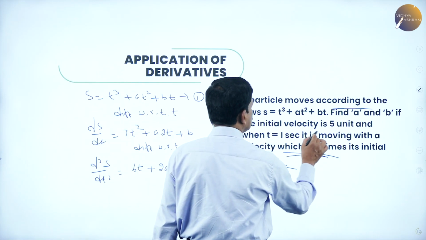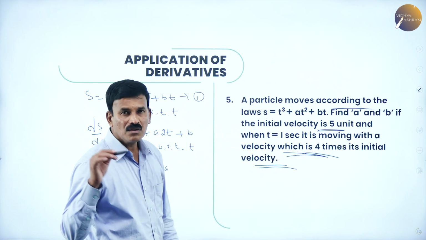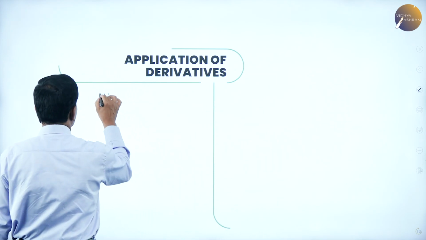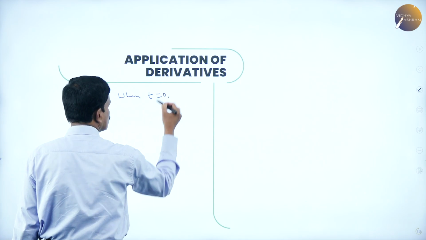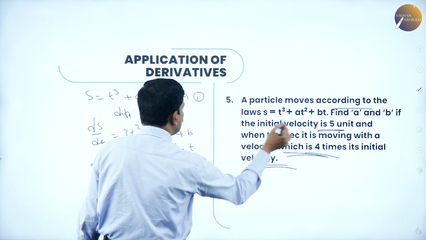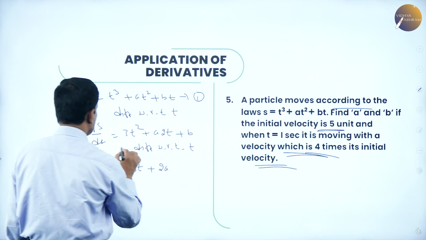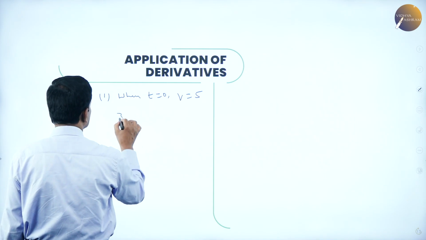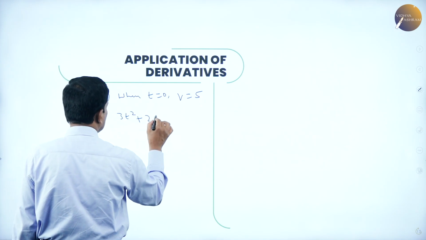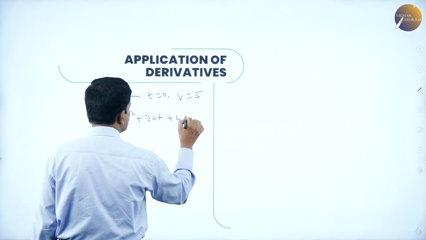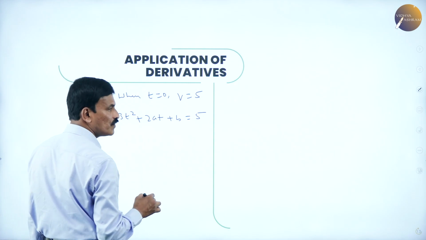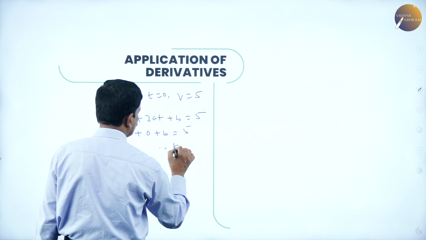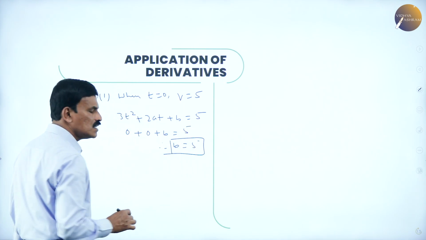Now, what is the condition? Find a and b if the initial velocity is 5 units. First condition: when time t is equal to 0, what is the initial velocity? Velocity is equal to 5. So, substitute here: this is the velocity and this is the acceleration. So, 3t square plus 2at plus b is equal to 5. Now, substitute the value of t as 0. This is 0 plus b is equal to 5. So, therefore, you will get the value of b as 5. That's it. This is the first value.